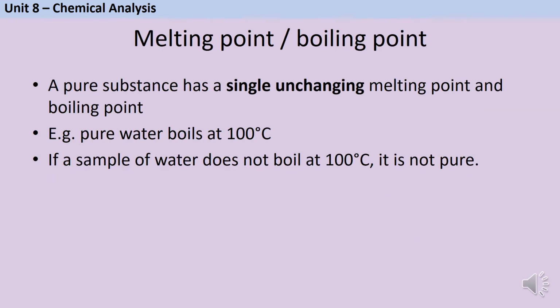You need to be able to describe different ways of checking whether or not a substance is pure, and one way is by using melting and boiling point data. You should know that a pure element or a pure compound will have a single unchanging melting point and boiling point, and you can look this up in a data table. So for instance, if I look up water, I can find out that pure water boils at 100 degrees. So if a sample boils at a temperature that is not 100 degrees, then it simply isn't pure.